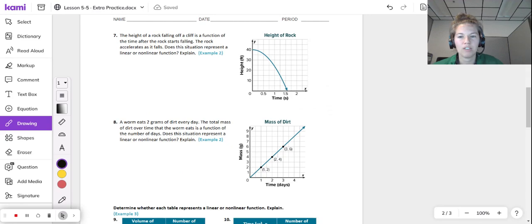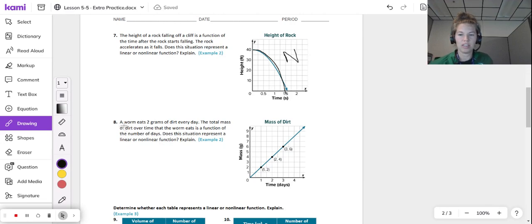The height of a rock falling off a cliff is a function of the time after the rock starts falling. The rock accelerates as it falls. Does this situation represent a linear or non-linear function? If it accelerates as it falls, that means it's getting faster as it gets closer to the ground. That would indicate a curve in the graph, which means non-linear. Remember, a constant rate of change means linear.